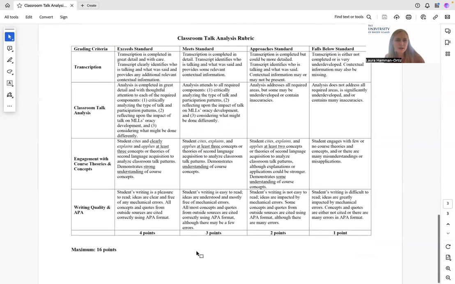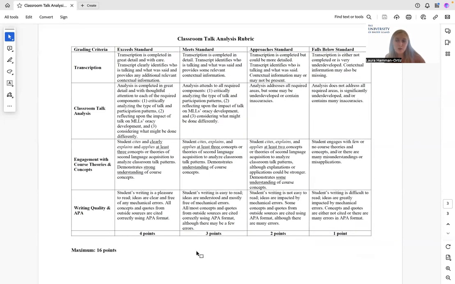And then here you see on page 3, the rubric. So there's 4 categories that I'm going to be evaluating your papers in. The first will be the transcription itself. So you should include the transcription in your paper. Probably an appendix is a good place to put it. So appendix, and then just have the transcript there, so that you did that well, you did it in detail.